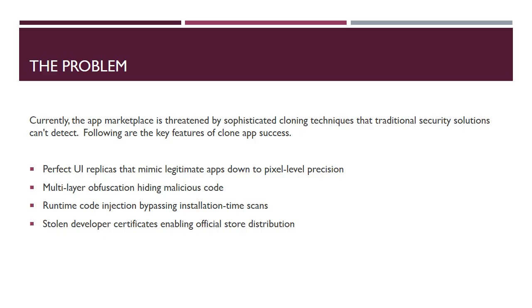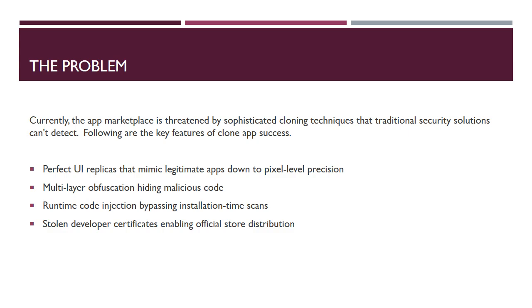We can identify the key features of the clone apps as they get successful. They have the perfect UI replica of the genuine apps. They mimic the legitimate app down to pixel-level precision. This is the very important key factor that helps to gull the users. Additionally, there is multi-layer obfuscation hiding the malicious code, and runtime code injection which bypasses the installation-time scan, and the stolen developer certifications enable official store distribution.